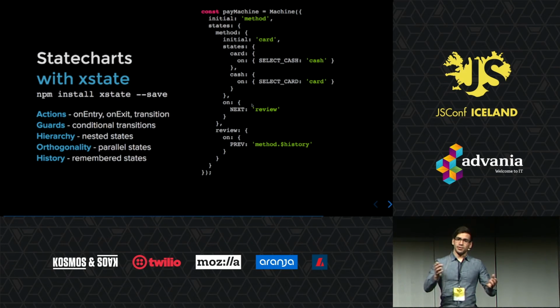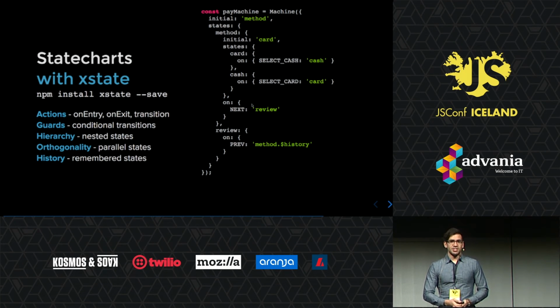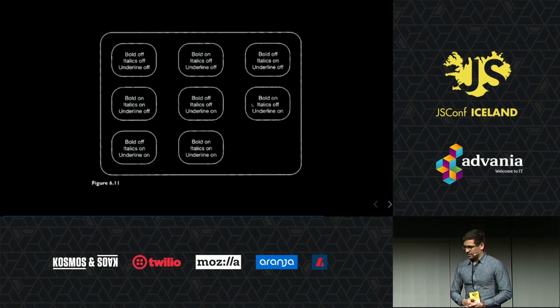You want to remember, did the user choose cash or card? So that's when you would just go to method.history and it would remember that. And this is a purely functional, no side effect type of thing. And so, you could imagine the applications of where you could apply this.